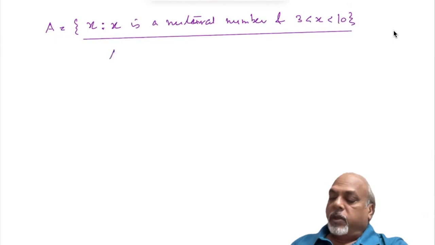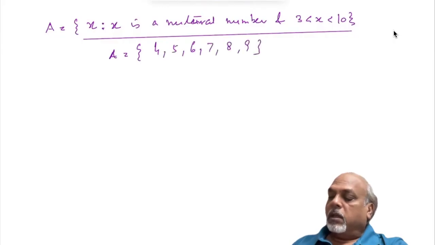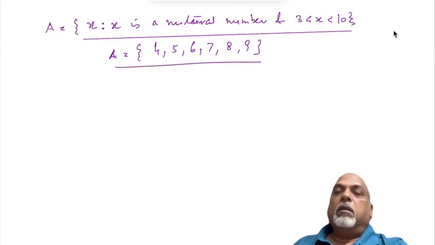These numbers, in roster form, if you want to write, will be 4, 5, 6, 7, 8, 9. So this is just the roster form, and the above one is the set builder form. Correct?